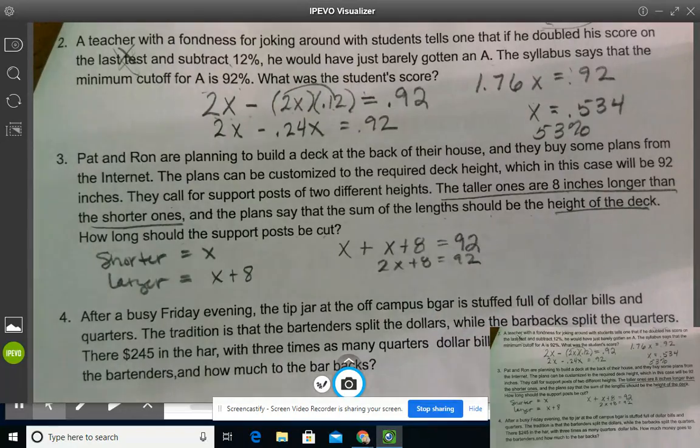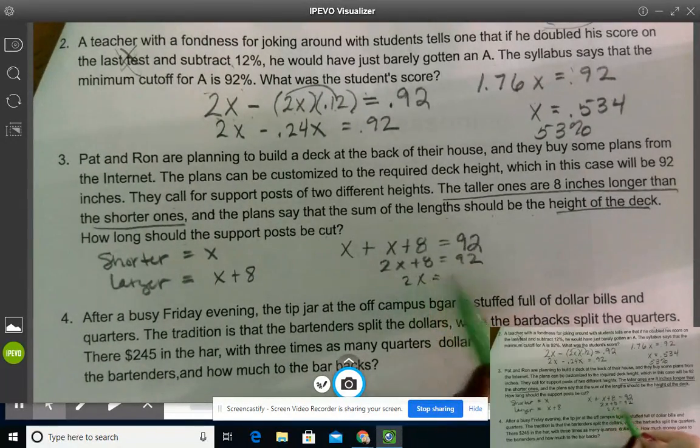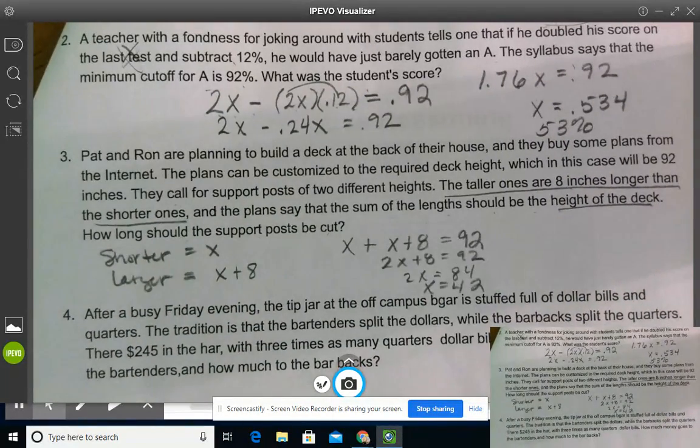Subtract 8. Divide by 2. And we get 42. Okay, so we haven't necessarily answered the question, so you've got to go back and reread. We were asked to find 2 lengths, so x is 42 isn't just a valid answer. We need to use x to represent the length of the shorter post.